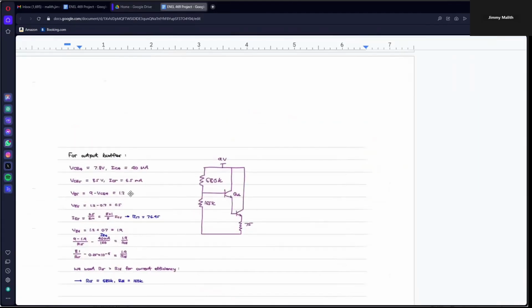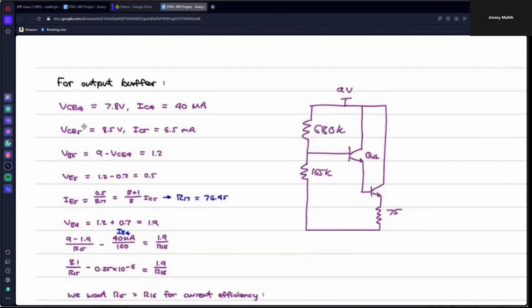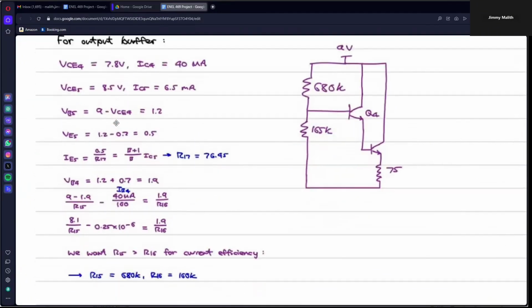Then for the output buffer, we just used the values that we were given for VCE and IC. And we were able to get this relationship between R15 and R16. We want R15 to be much greater than R16 to once again limit current draining to the bottom resistor. So we picked 680K and 165K.